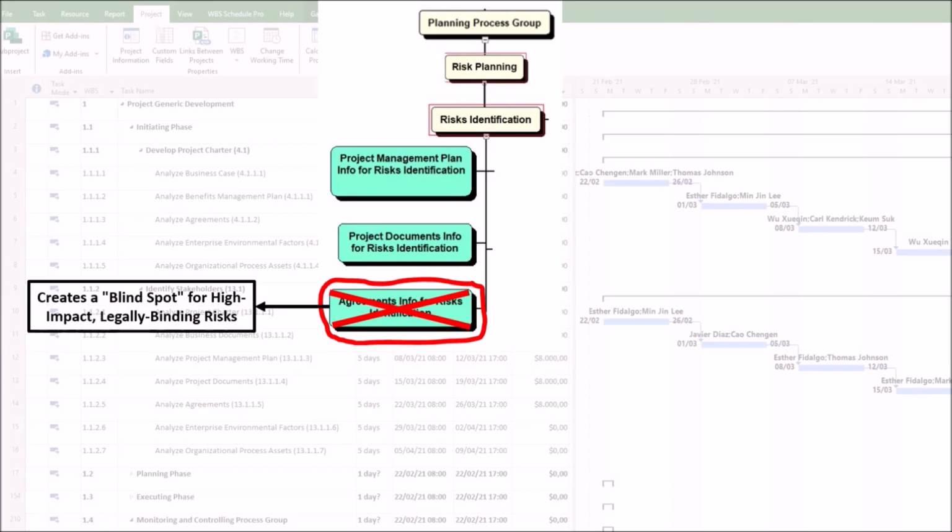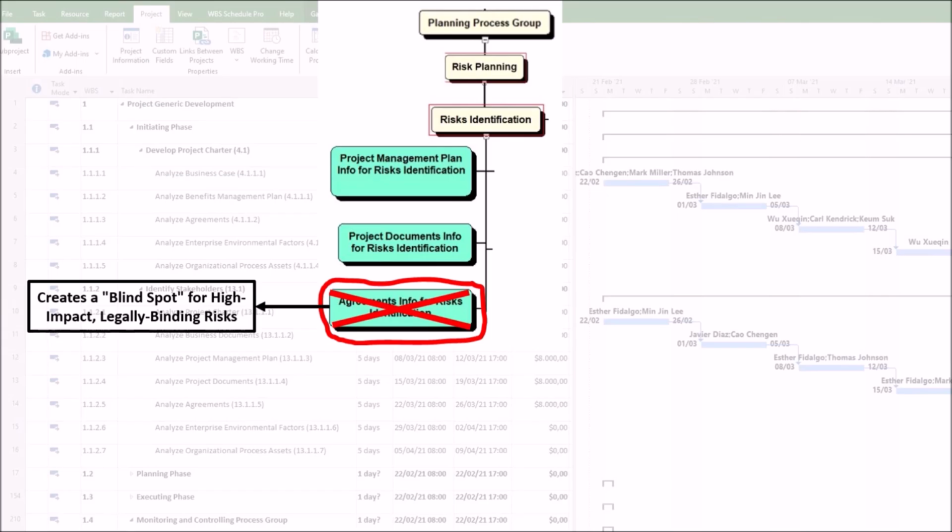1. It creates a blind spot for high-impact, legally binding risks. The most significant harm is that the project team remains ignorant of the most severe threats and opportunities that are contractually predetermined, as follows. First, you miss catastrophic threats. A poor analysis might miss a liquidated damages clause where the project will be fined thousands of dollars per day for late delivery. The team might treat a delay as a simple scheduling issue, unaware it's also a major financial crisis. Second, you leave money on the table.